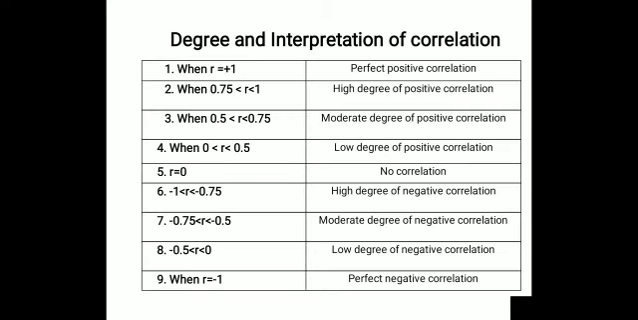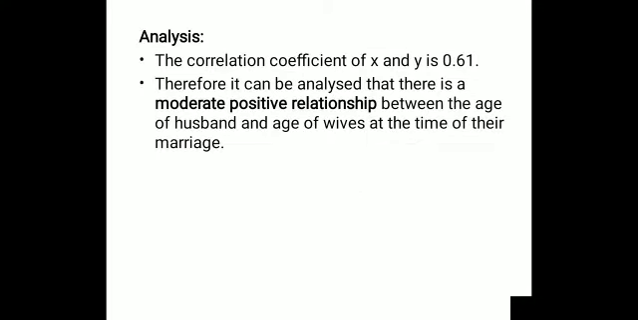Now the analysis and interpretation method is the same for the assumed mean problem or the grouped data problem. As the correlation coefficient is 0.61, we can say that there is a moderate relationship, right? That is in between 0.5 and 0.75. So the analysis part is as follows. The correlation coefficient of x and y is 0.61. So we can say that there is a moderate positive relationship between the age of husbands and the age of wives at the time of their marriage. So this will be the analysis. Thank you.